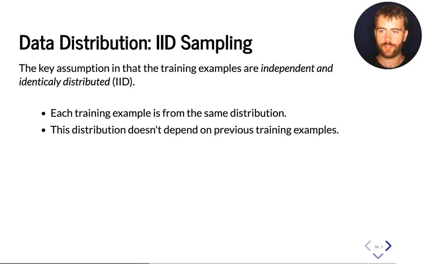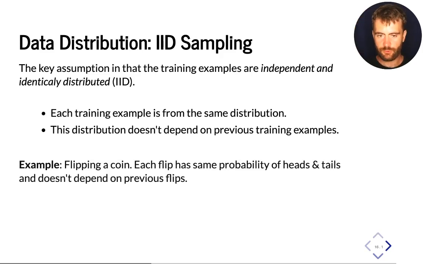So let's just remember quickly what IID means. Independent and identically distributed means that each training example, each x, comes from the same distribution, which is our data distribution, and this distribution doesn't depend on the previous training examples. So each x is an independent sample from this distribution. For example, if we were flipping a coin, then we have a sequence of independent and identically distributed samples. Each coin flip is an IID sample.